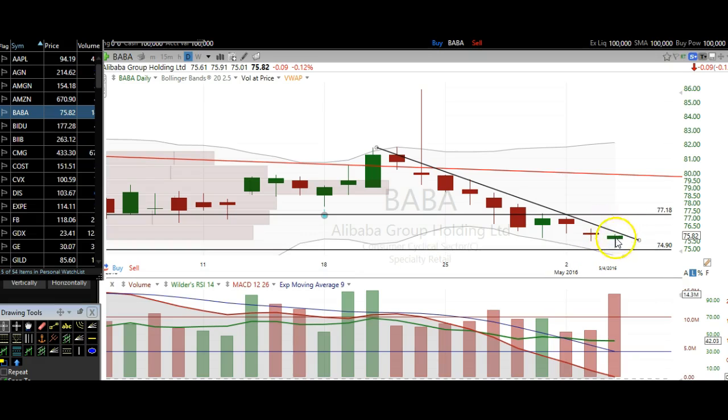BABA. Okay, so I'm looking for a little pop here. We should probably get it, break over those highs. We'll probably do that. Again, if the lows do not hold, then we're going to be heading lower. Today's lows, if they do not hold, we're going to be heading lower.